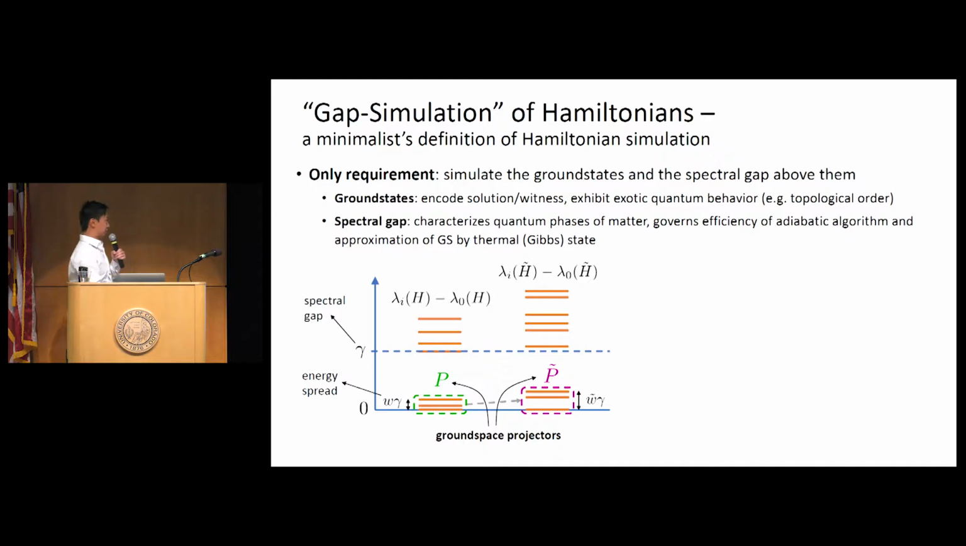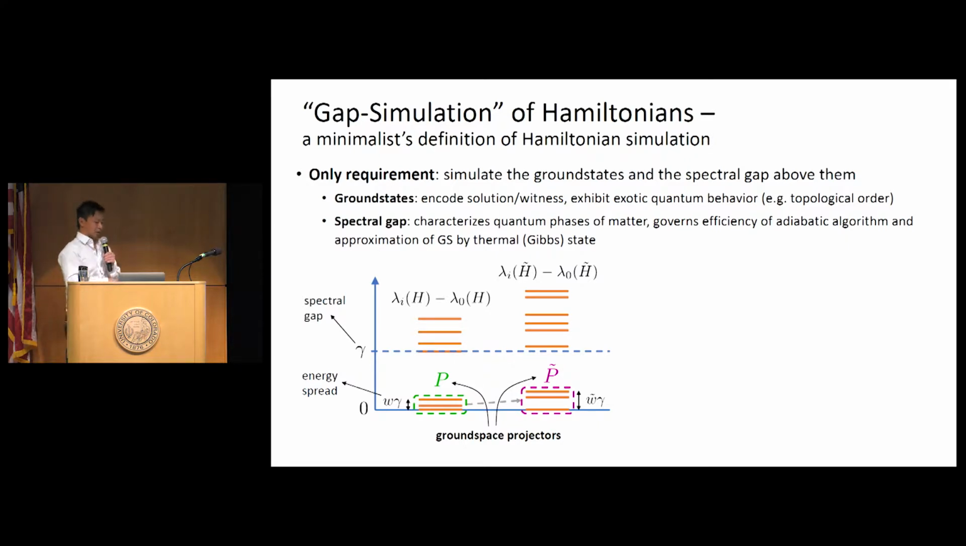And the definition is visualized here on the left. Essentially, the idea is that we're interested in the ground space or quasi-ground space of the original Hamiltonian H. This is basically a set of eigenstates below some spectral gap gamma, and we allow some spread of the eigenvalues, and we characterize that spread by some fractional number w.